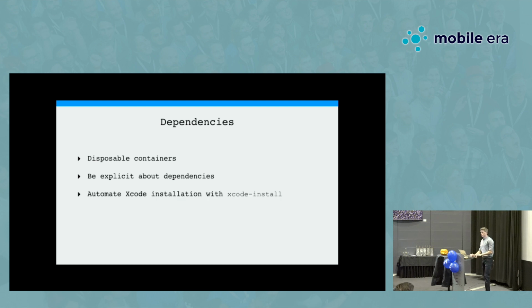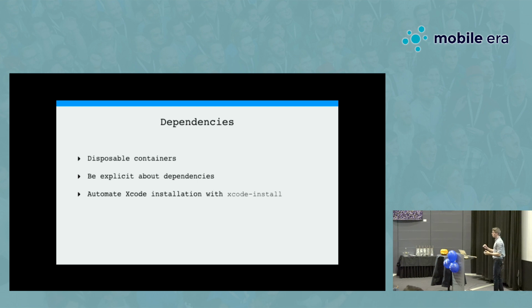Next up, and this is something I've been thinking a lot about recently, is automating your Xcode installation. Please do not use the Mac App Store to install Xcode. It's a really bad idea. Why is that? Well, you don't define what version of Xcode you're installing. You just get the latest one.